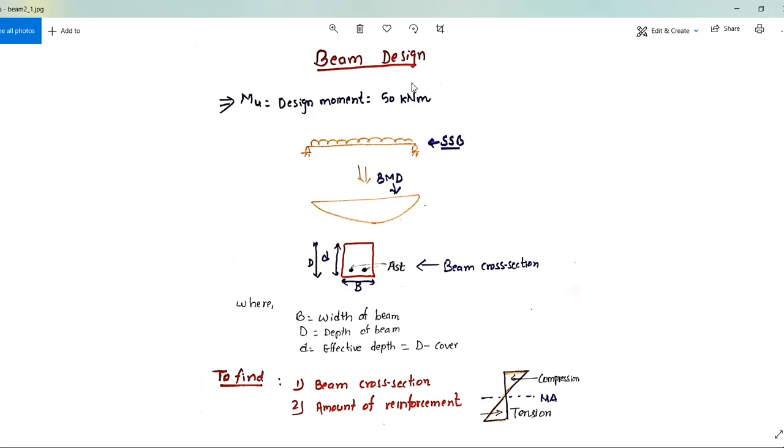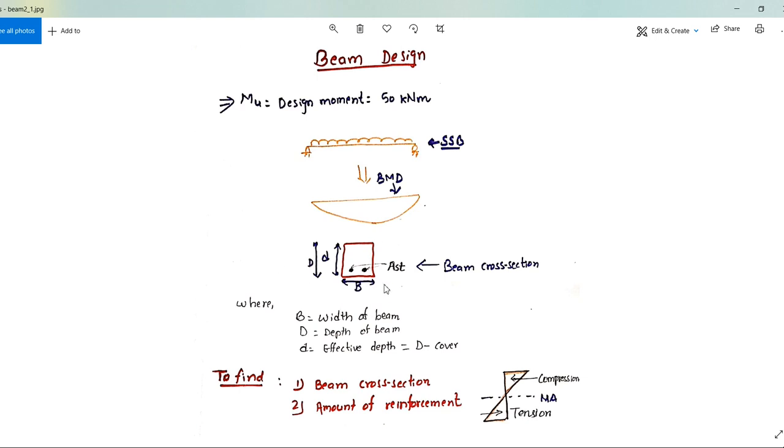Today we are going to do a beam design. Let us assume Mu, the ultimate or design moment, is 50 kilonewton meter. We have to find the beam cross section and the amount of reinforcement. This is a typical cross section.